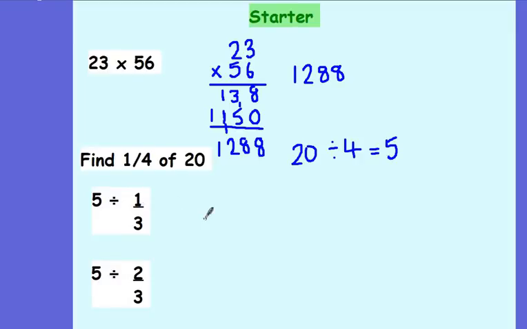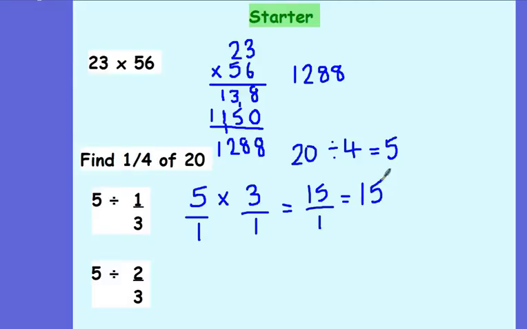What method did we cover yesterday, Macy Jane, to do division of fractions? Great, keep, flip, change. Let's go through it. So we keep our 5 as it is. We flip our fraction over, so 1/3 becomes 3 over 1. We change our sign to a multiply. I'm going to write the 5 as 5 over 1 so I don't get confused. 5 times 3 on the top gives me 15. 1 times 1 just gives me 1 on the bottom. 15 over 1 is just 15.